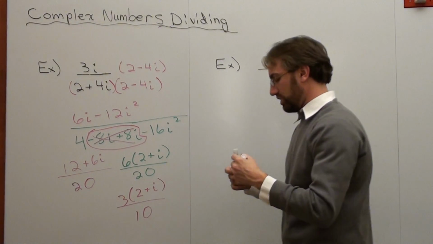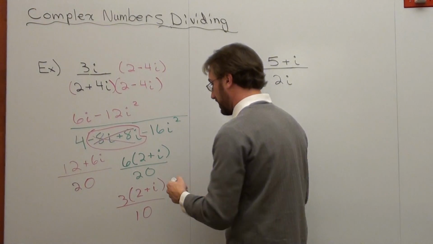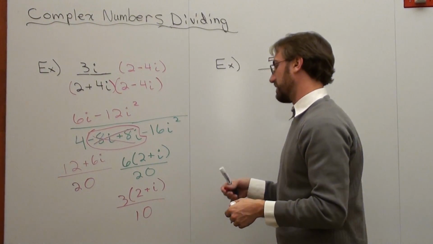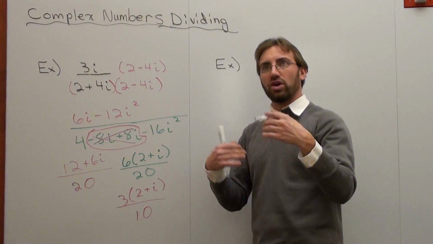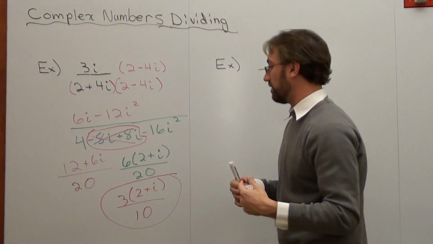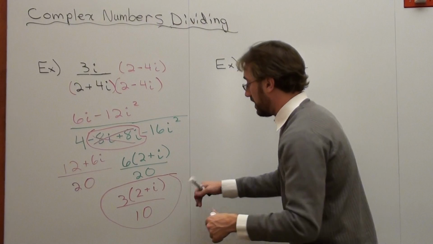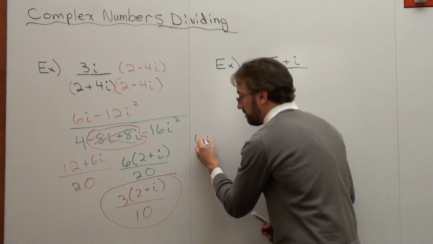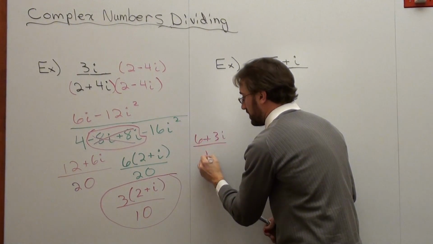And then it's arguable what you can do. You can actually circle this at this point, or you can make it 6 plus 3i over 10. I'll go ahead and show you that way too. But this answer is actually what I would prefer. But I know there's some teachers who wouldn't. So that's 6 plus 3i over 10.